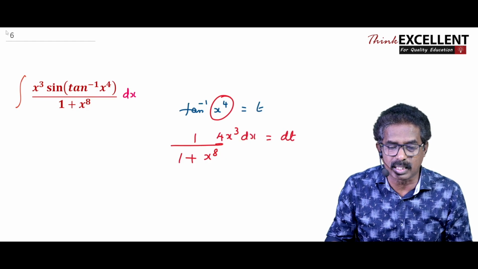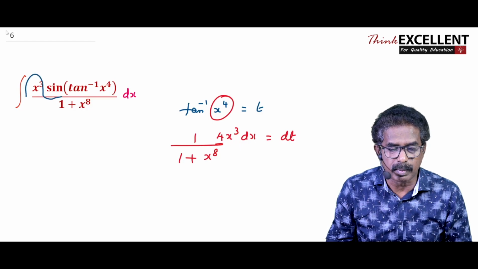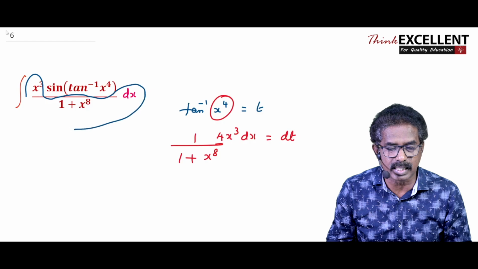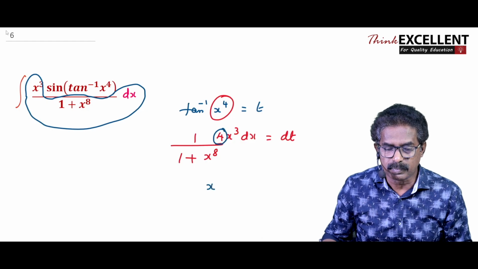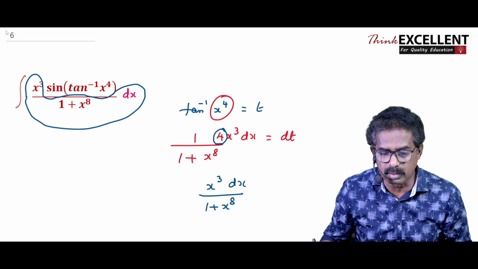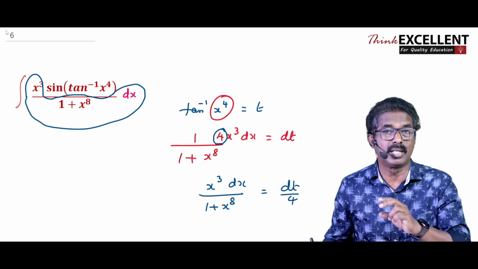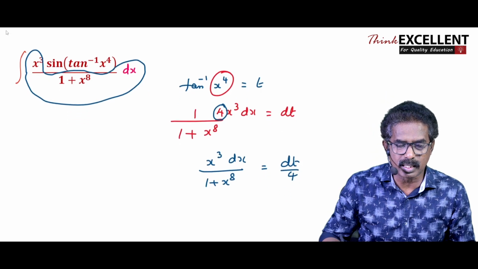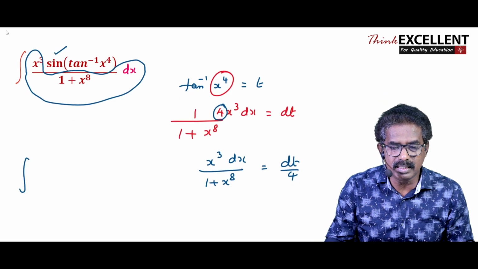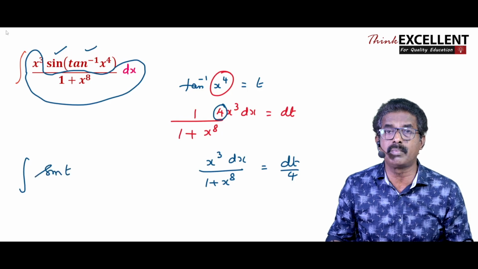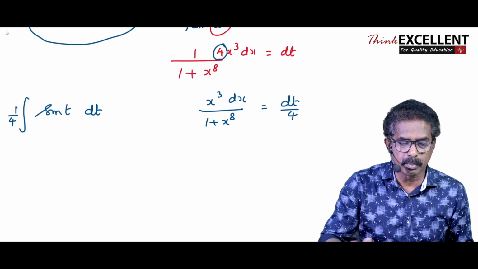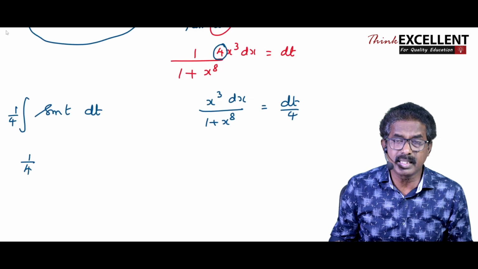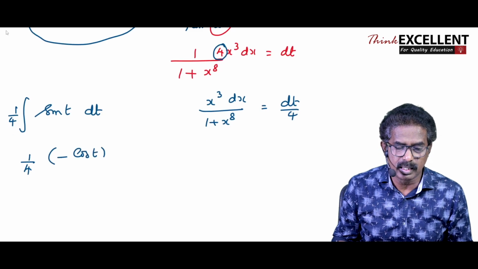But see the question, what is there: x cube by 1 plus x raised to 8 dx. We only need x cube, so take that 4 to the right side. Then x cube dx by 1 plus x raised to 8 is equal to dt by 4. Now the question has become very simple. With this substitution, integral of sin t, and all the remaining together is dt by 4, and the 4 outside gives 1 by 4 into sin integration, minus cos t plus c.